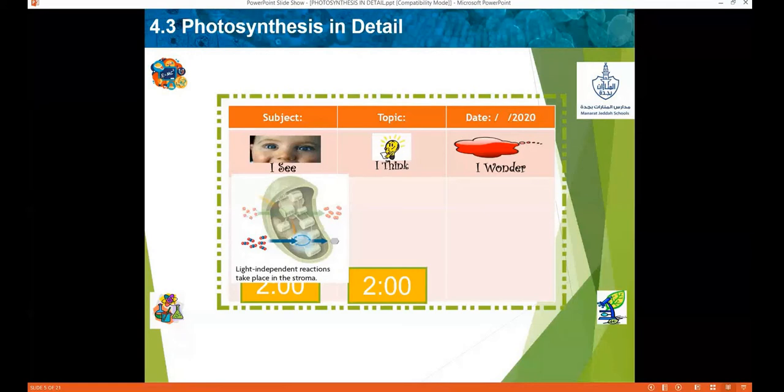Okay. Can you identify the structure in this picture now that we studied already 4.2?